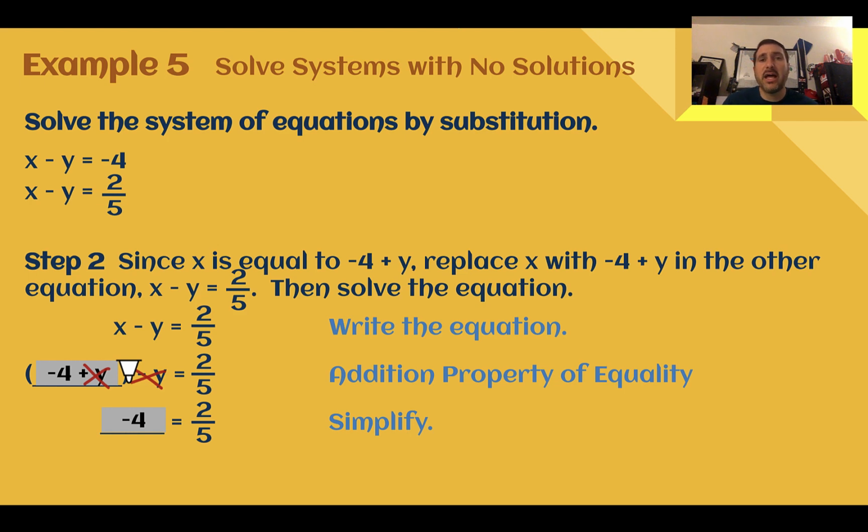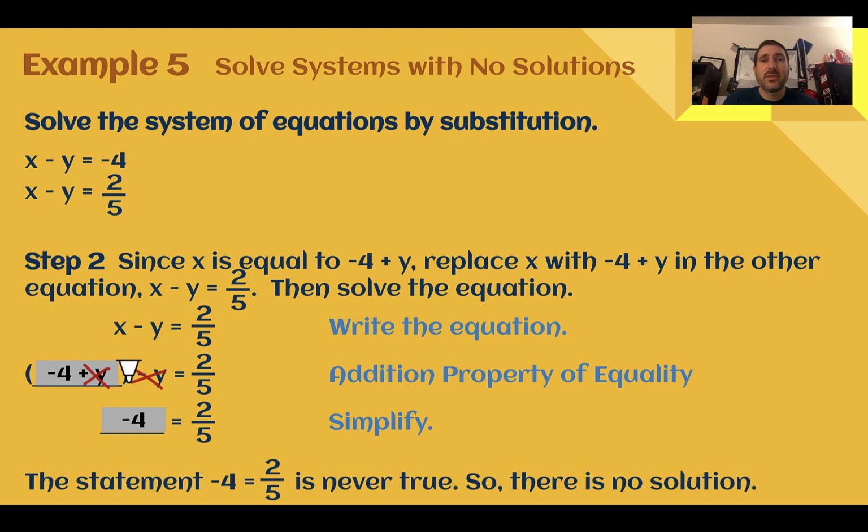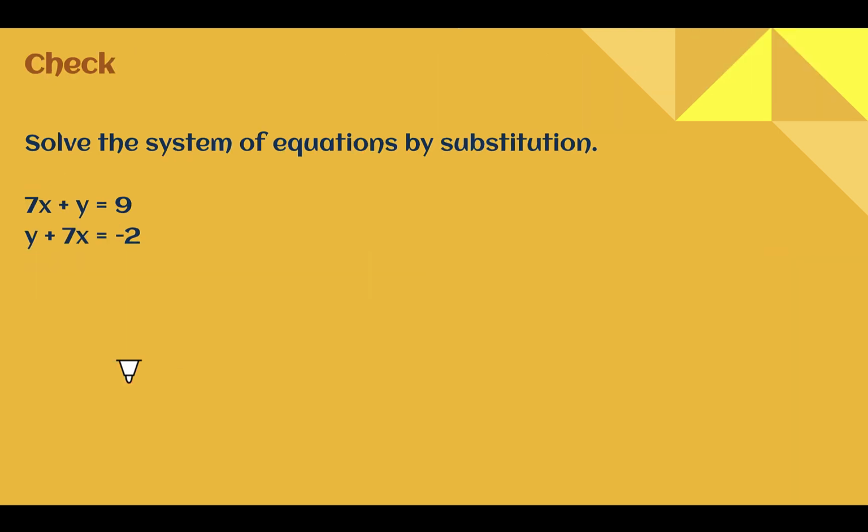The variable canceled out. Did I end up with a true statement? This time I did not. So since that statement is not true and will never be true, there is no solution. If we were to graph these two lines, we would find that they are parallel and they do not ever cross. Check your understanding. Solve the system of equations by substitution.